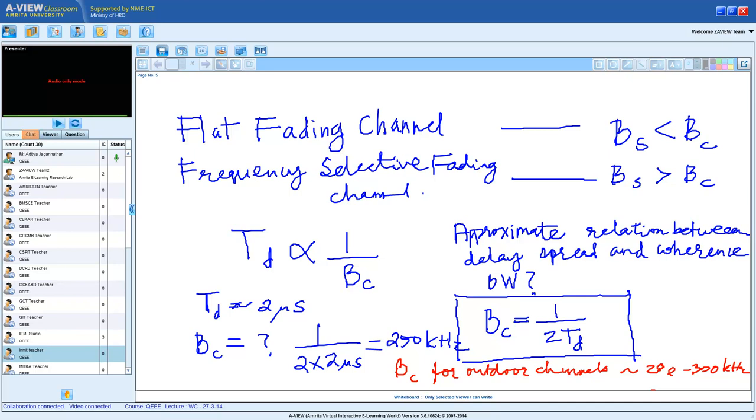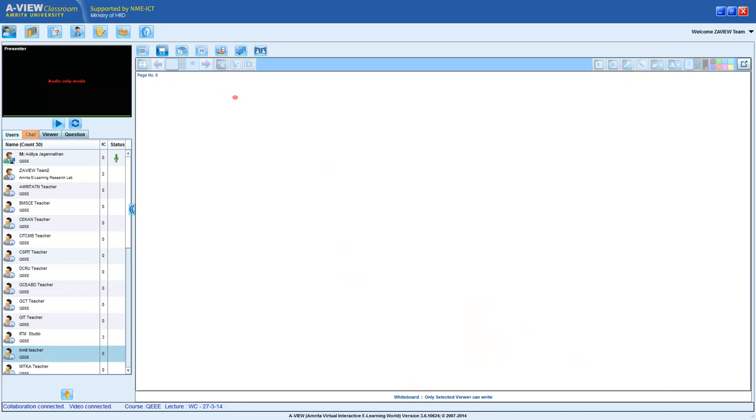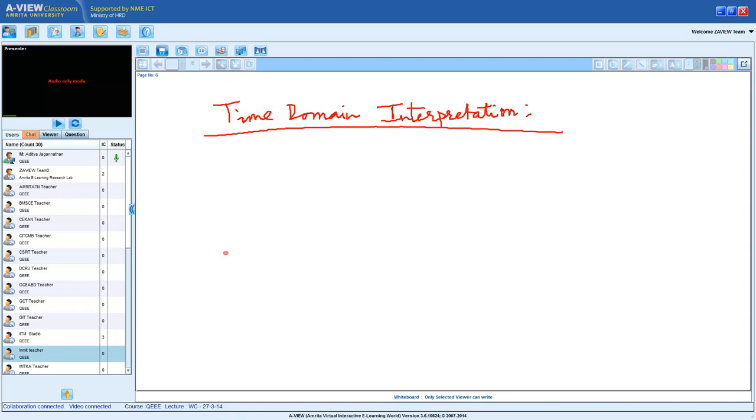Now today what we are going to do is look at a different interpretation of this coherence bandwidth. Let us look at the signal in the time domain. Let us look at the time domain interpretation. Now let us say this is my signal. Let me draw it.